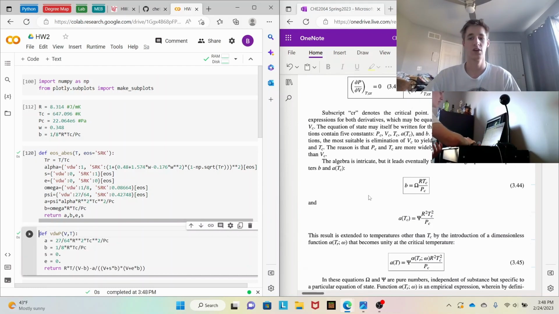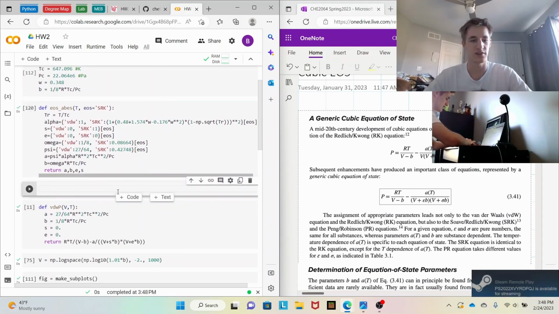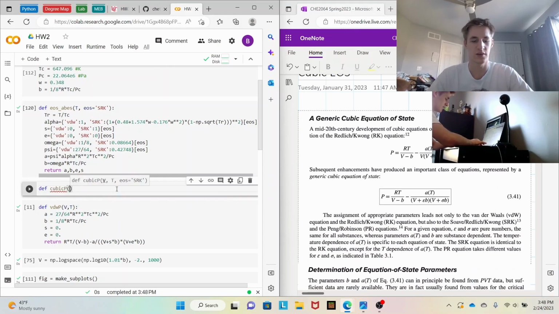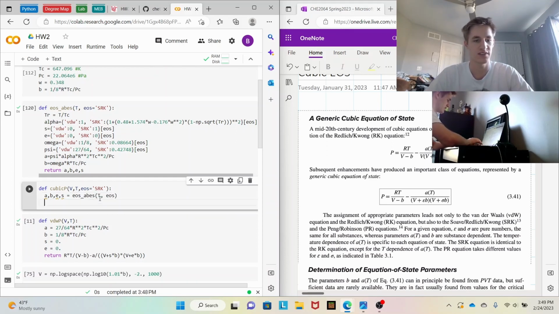Okay. So now I actually want to write in this cubic equation of state right here. So I will define a function cubic P, right? Because we are finding the pressure using a cubic equation of state. It has inputs of volume, temperature, and EOS, which again we will default to SRK. And the first thing we need is to pull these A, B, E, and S values. Right, so we'll say A, B, E, S equal EOS, A, B, E, S, using our temperature and equation of state.